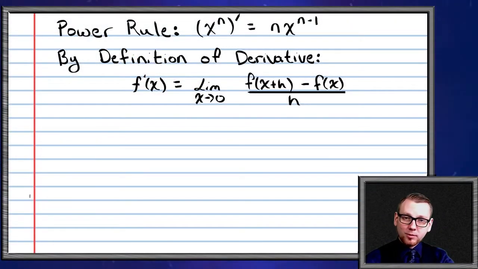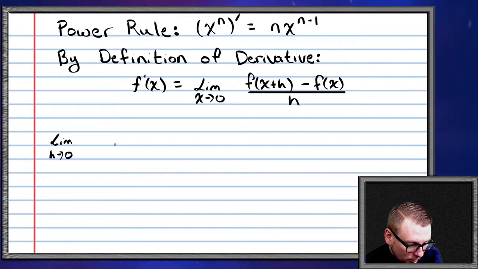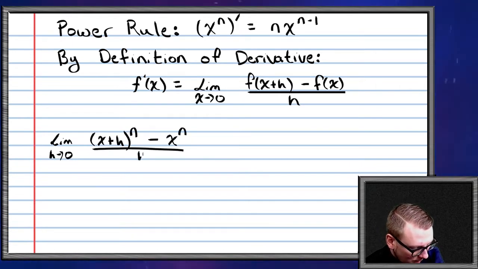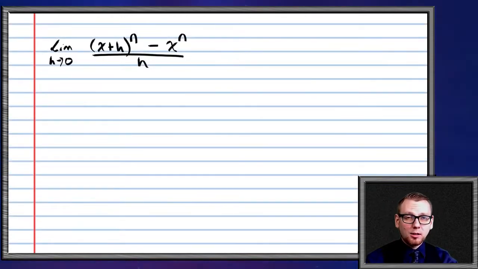Okay, so the first step is we're going to write out our limit. So, we'll have the limit as h approaches 0 of (x plus h) to the power of n minus x to the power of n, all over h. Awesome.